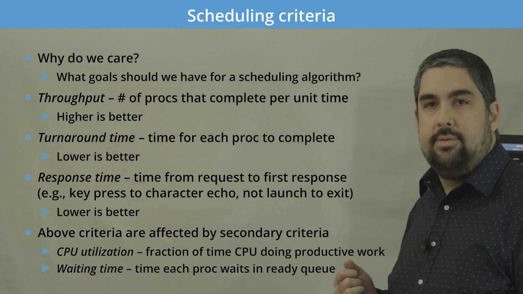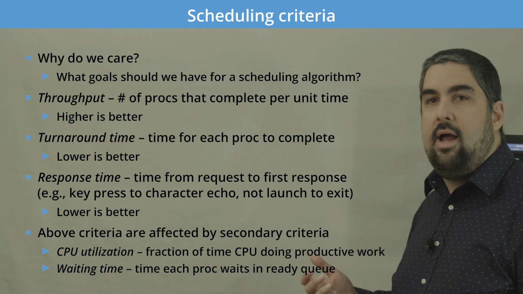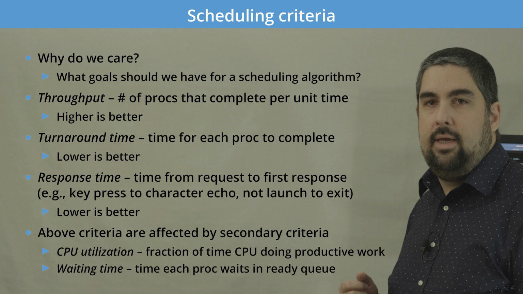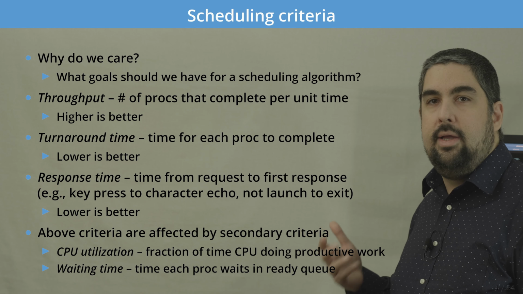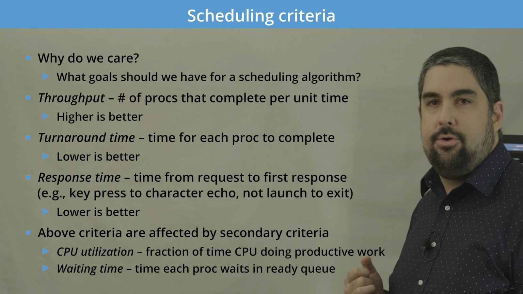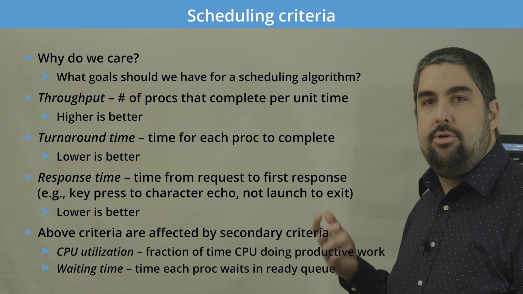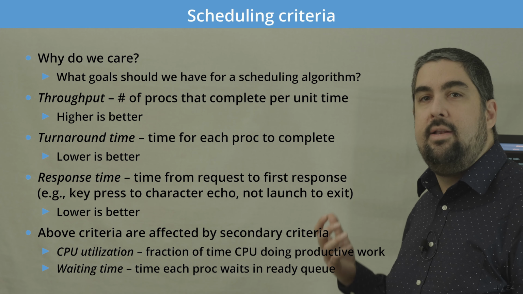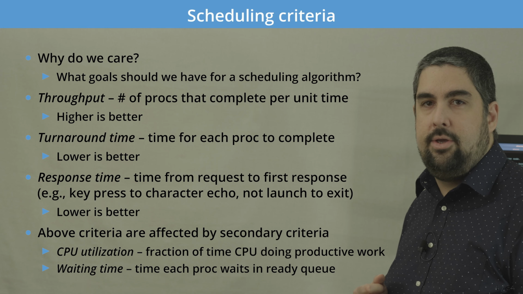Then there's the turnaround time. This is the time for each process to complete. The lower, obviously, is going to be better here. And often we'll look at the average turnaround time, the average time that it took for all the processes to complete given a set of tasks that we tried to execute.